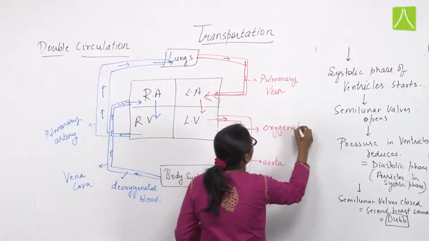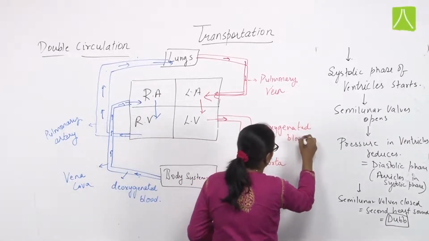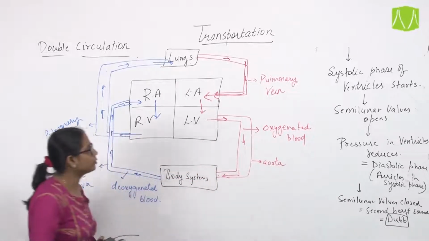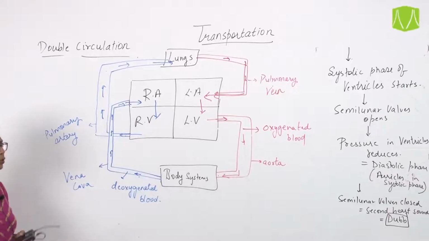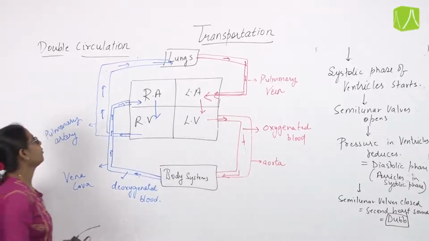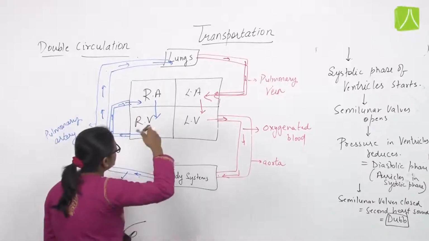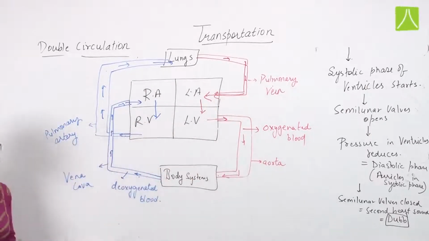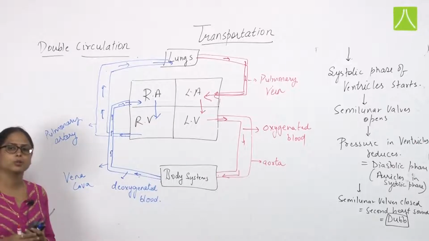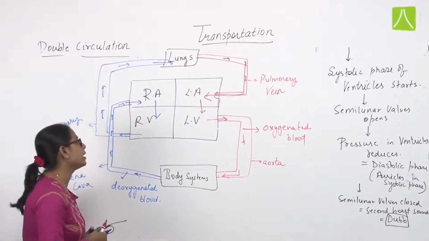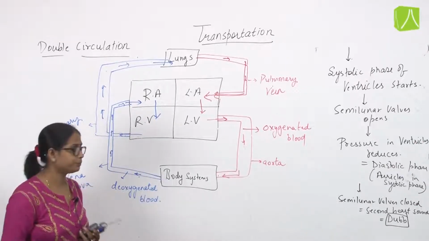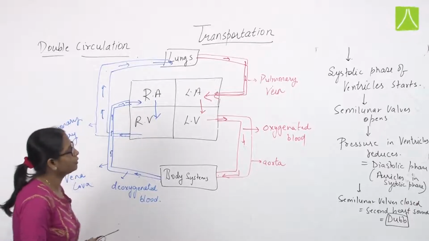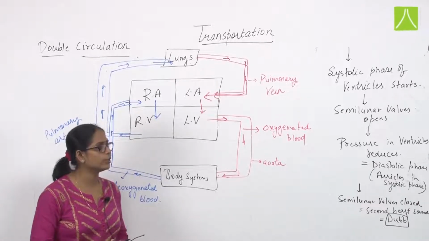So this is oxygenated blood, and through the aorta all the oxygenated blood is again transferred to different body systems. Once the blood is transferred to the right side, in another circulation the blood is transferred to the left side. That is why we have a double circulation system in human beings and in all vertebrates or mammals. So this is all about the working of the heart as well as the circulatory system.